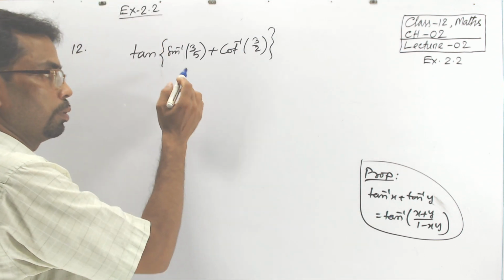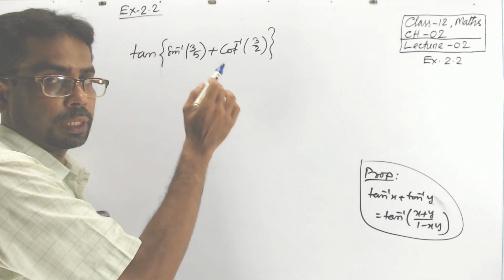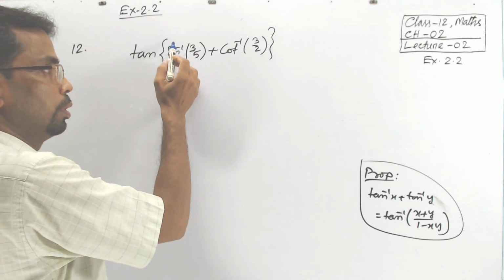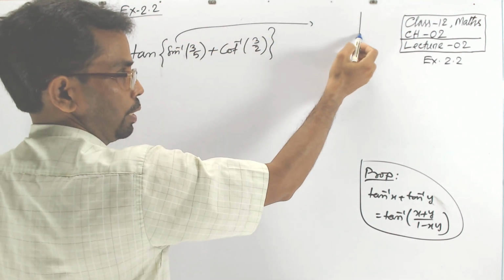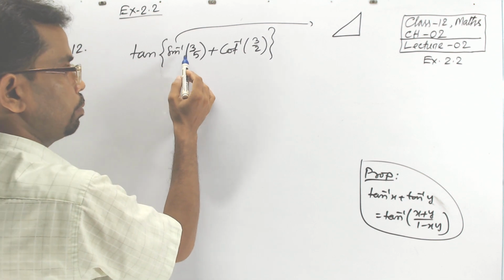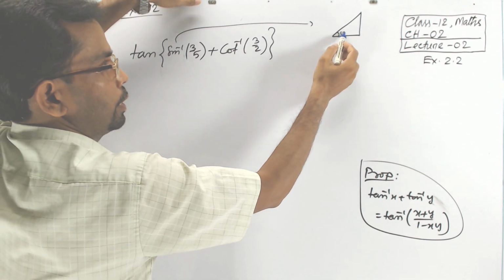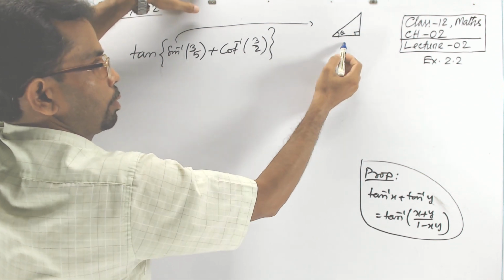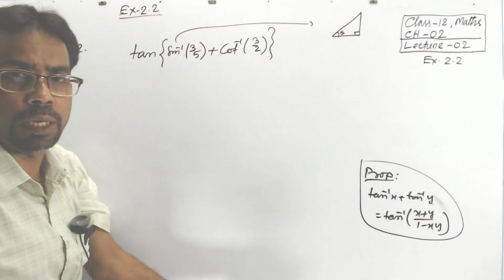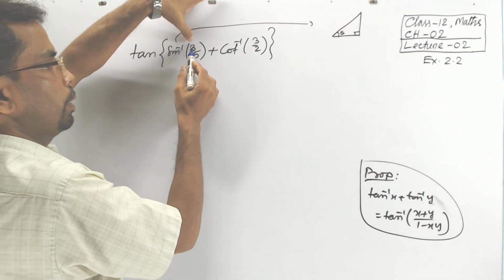And how to convert? You say sine inverse, as I said, any ratio can be converted into any other ratio. For this I'll make one triangle. Sin theta is perpendicular by hypotenuse. This is the angle theta, and this is perpendicular, base, hypotenuse. That is the concept of class 10. And sin theta is equal to perpendicular by hypotenuse.